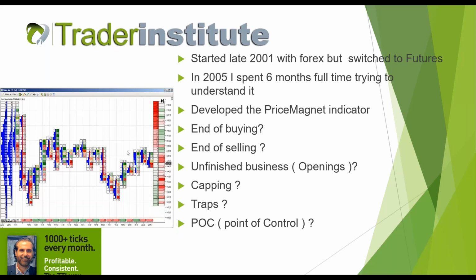I always realized technical indicators are not the best. You are 50-50 at best. So I developed a few things, including the price magnet indicator, end of buying, end of selling, unfinished business, capping, traps, point of control, etc. But I improved. It was really tough to follow the numbers. It was not easy to teach. So it's minimized now to a very simple line, which I will show you throughout the presentation.